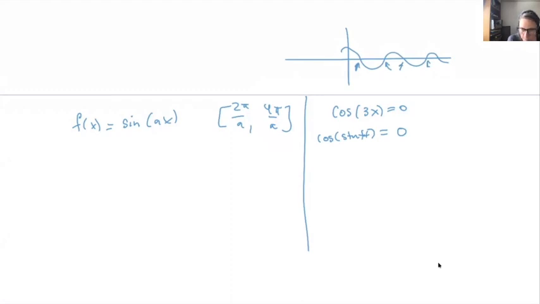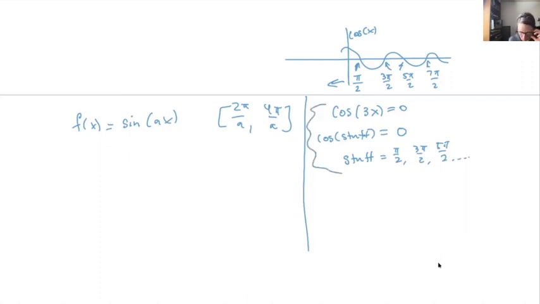Do you know one of them? Pi. And then pi divided by 2, and then 3 pi divided by 2, and then 5 pi over 2, 7 pi. It's all the odd multiples of pi over 2. And we can also go in the opposite direction as well. Okay, so cosine of stuff is going to be 0 when stuff is equal to pi over 2, 3 pi over 2, 5 pi over 2, et cetera. So keep this in the back of your head for when we get ready for it.